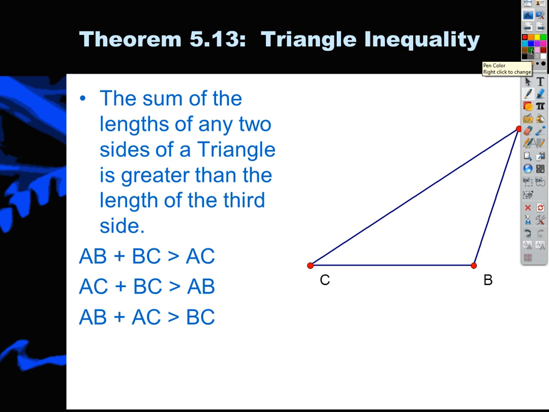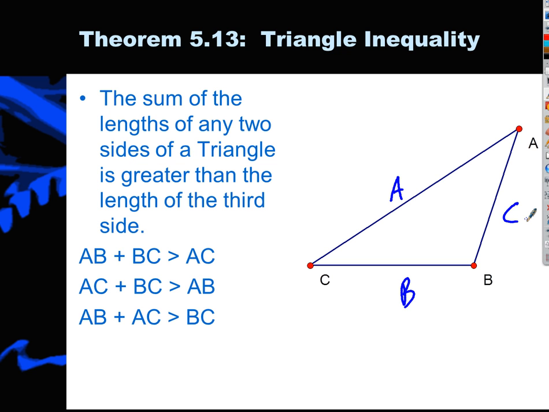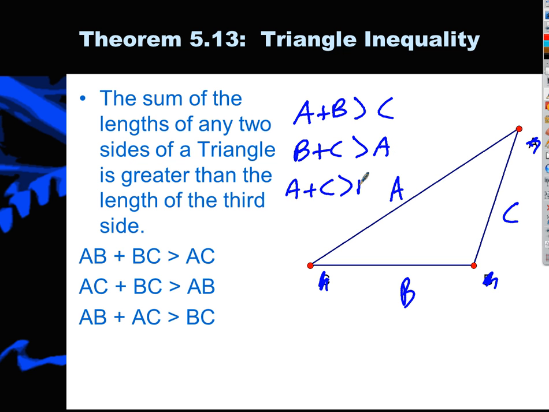Let's call this side A, let's call this side B, and let's call this side C, and let's ignore these guys. Right? Make sense? So A plus B has to be greater than C, right? Has to be true. But also, B plus C has to be greater than A, and A plus C has to be greater than B. All three of those things have to be true by the triangle inequality.